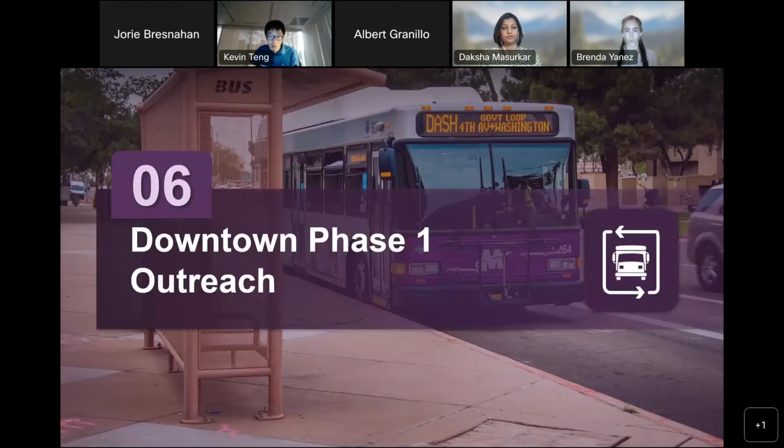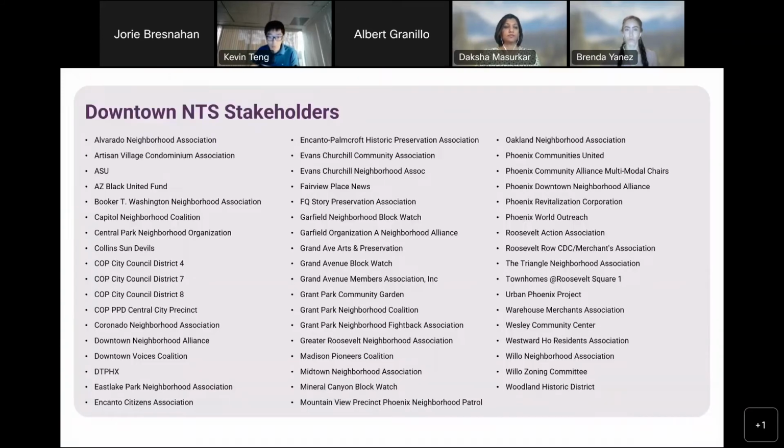All right, so here is our current phase one outreach process. We want to really involve the community to help us make good decisions on revisions to the existing circulators. Here is the list of stakeholders we have sent information to so far for the Downtown Dash outreach. If some of you on this list join us today, thank you so much. To participate in the process, we look forward to hearing more from you and your group on your feedback for the downtown area.